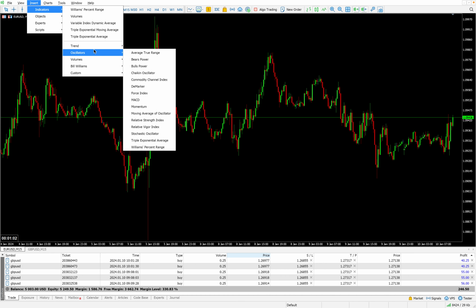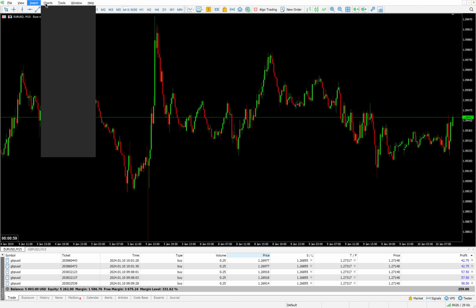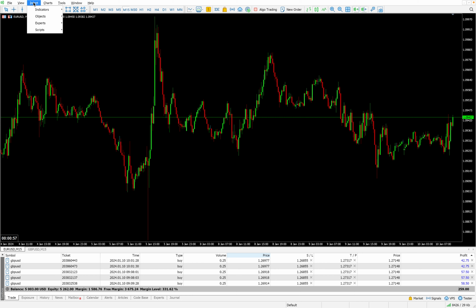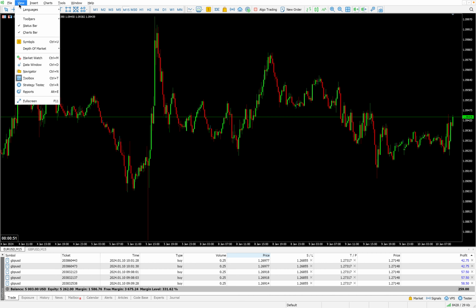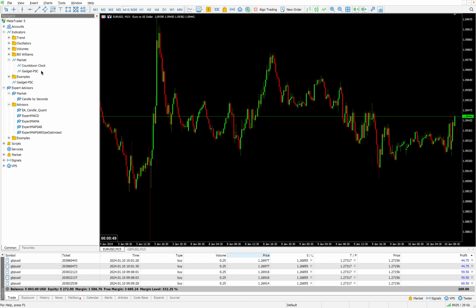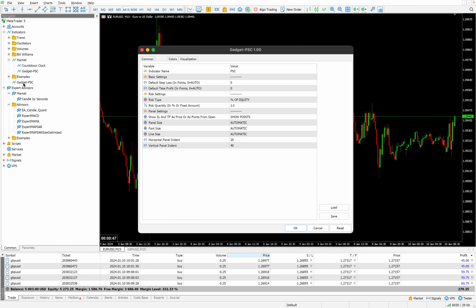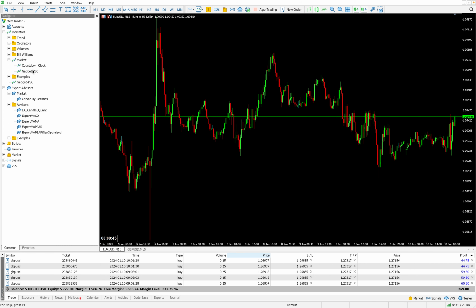I think you have to go into the... Yeah, you gotta go into the navigator. But anyway, it's right here. Oh shit. Hold on. This one.